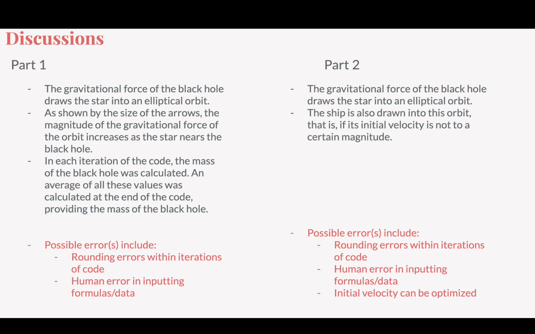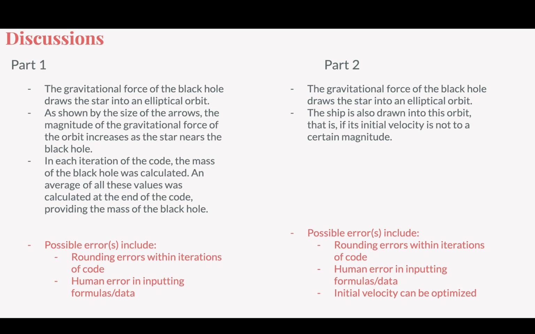For part 1, the gravitational force of the black hole draws the star into an elliptical orbit. As shown by the size of the arrows, the magnitude of the gravitational force of the orbit increases as the star nears the black hole. In each iteration of the code, the mass of the black hole was calculated, and an average of all these values was calculated at the end of the code, providing an average of the mass of the black hole. Possible sources of error for part 1 include rounding errors within iterations of code and human error in inputting formulas and data.